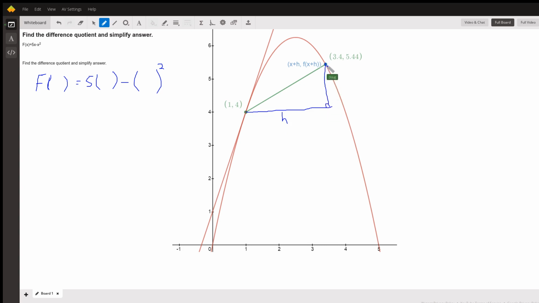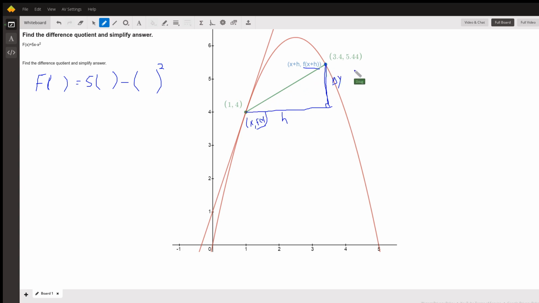So the x-coordinate of this point is, we're actually pretending that this is the point (x, f(x)) instead of (1, 4). So the distance from here to here is h. The distance from here to here is the change in y as we move from this point up to here. Well, that distance will be this y-coordinate minus this y-coordinate. And the difference quotient is actually the slope of that green segment, a secant line.